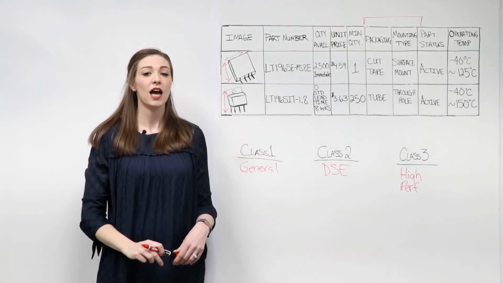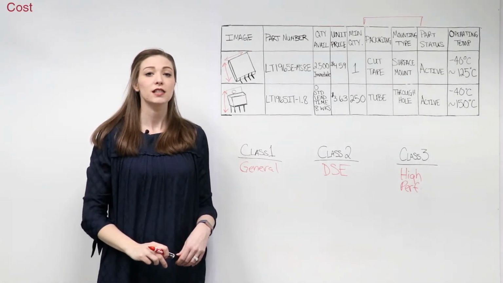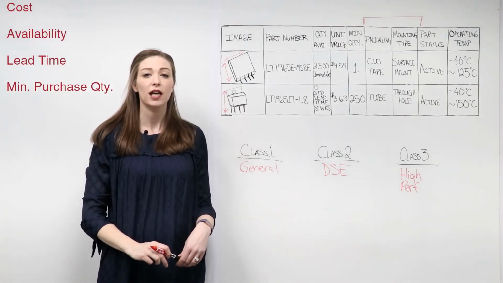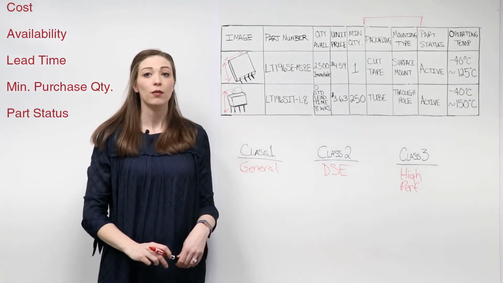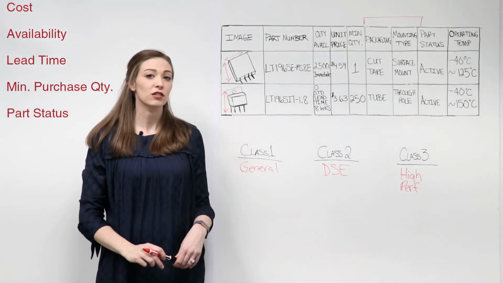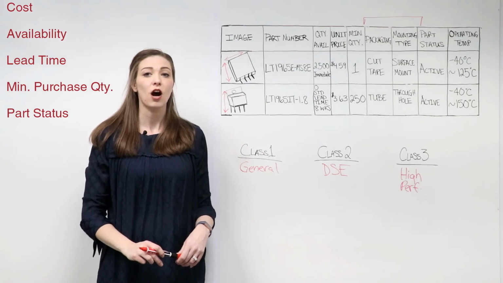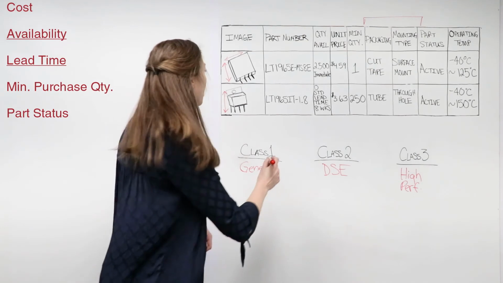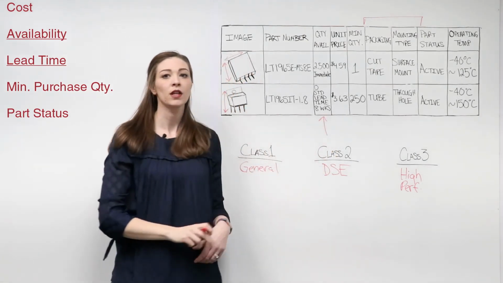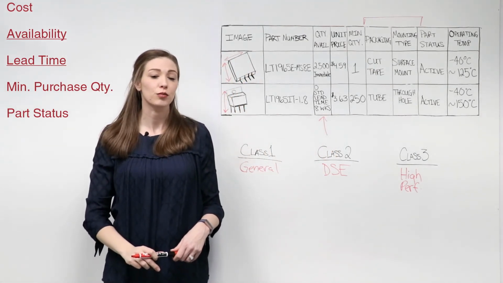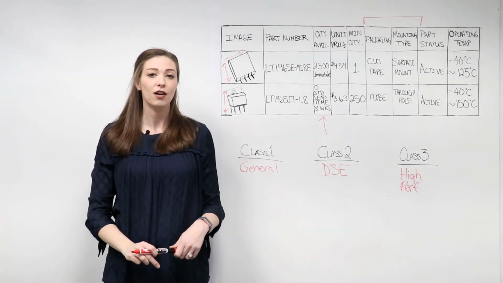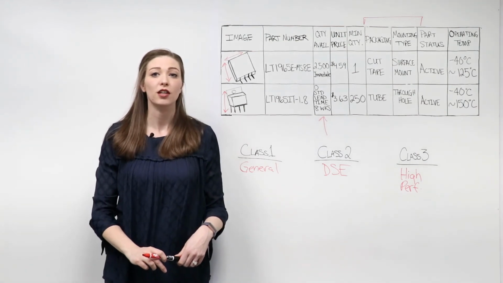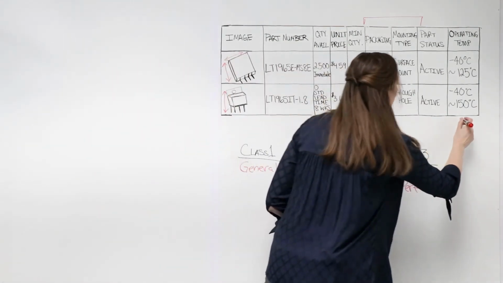Finally, to complete your design on time and on budget, consider the cost, availability, lead time, minimum purchase quantity, and part status. While a component may meet the mechanical and manufacturing requirements, typically projects are cost-driven and time-sensitive. Pay close attention to the availability and lead time, as these could have a detrimental effect on your project if not considered. Also, if your assembly is Class 3 and will be used in harsh environments, be sure to check the operating temperature of the component.